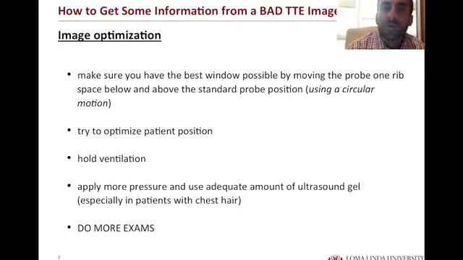In patients who have hair on their chest, the need for ultrasound gel is even further increased because the hairs can entrain little pockets of air, and so you need to make sure you have a good amount of gel between your ultrasound probe and the skin, and of course practicing more exams.